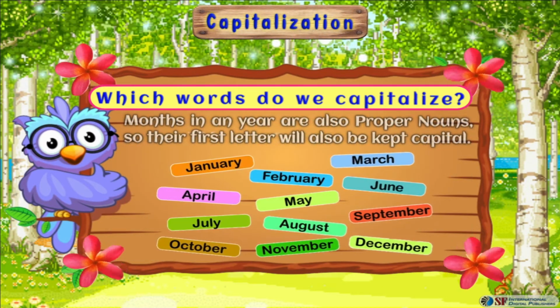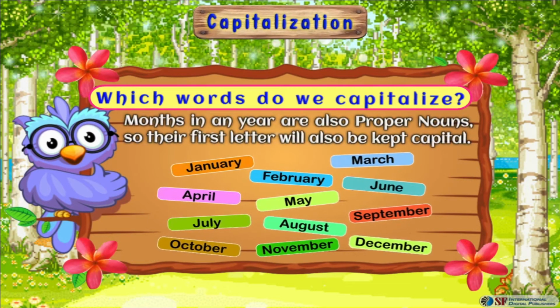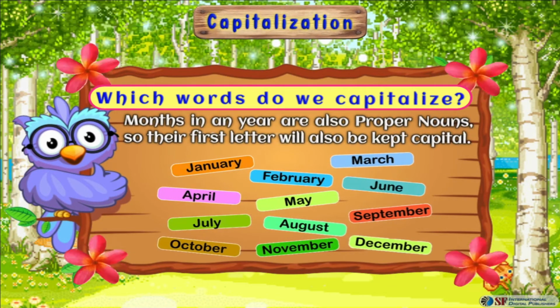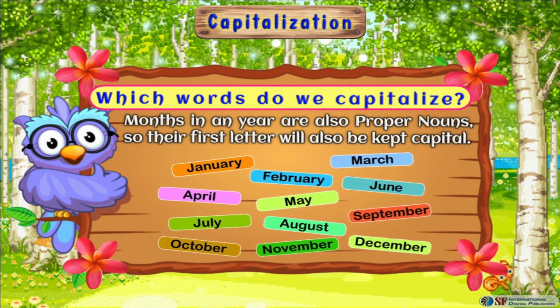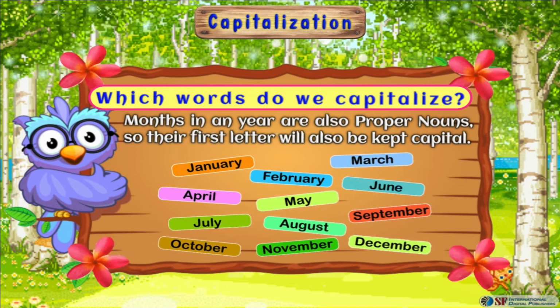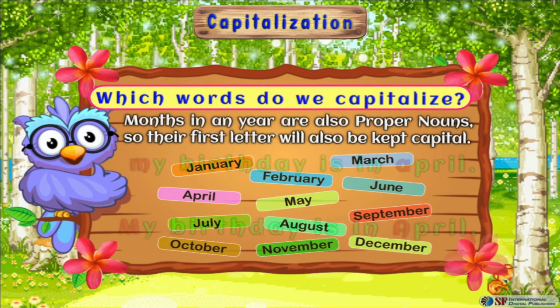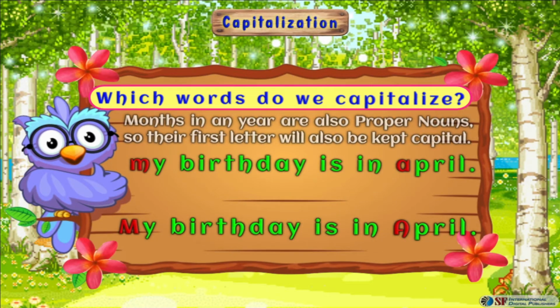As the months in a year are also proper nouns, their first letter will also be kept capital. For example, in the sentence, My birthday is in April, M of My is kept capital, as it's the first word of the sentence, and A of April is also kept capital, as it's the name of the month in which I was born.